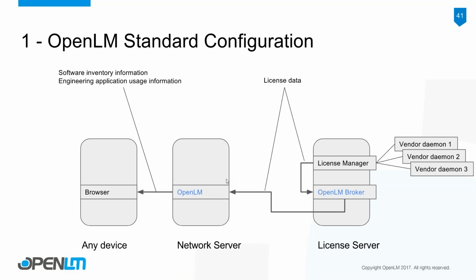You install a component on the server called the OpenLM broker, which receives license inventory and usage data from the license manager. The second item to install is OpenLM. You can install it on a suitable server on your network, or you can use the cloud deployment, but we'll get to that. So the OpenLM broker communicates to OpenLM, and there the data is processed.